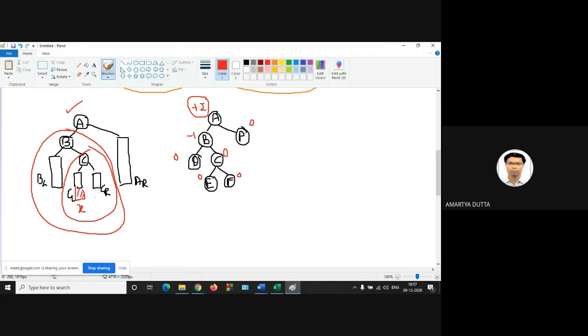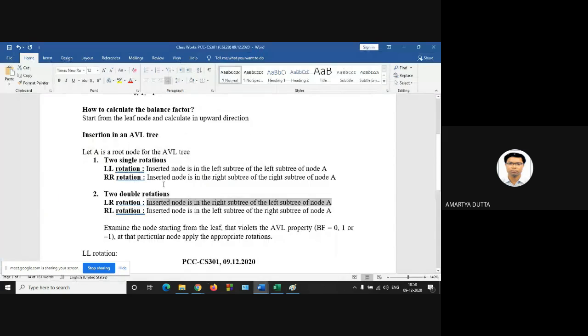Okay. So if it is inserted in the CL, then first of all, your rotation should be LR. Is it LR? It is inserted in the right. First R is scanned, then L. LR means first you should read R, then L. So it is inserted in the right subtree of the left subtree.